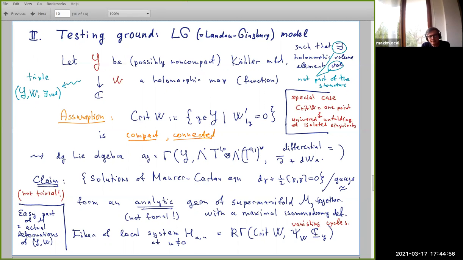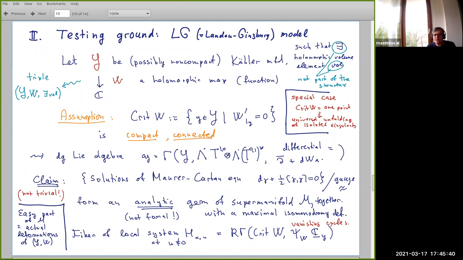Then the claim is I can make a quotient which will be an analytic germ, not a formal germ, of a supermanifold, and will carry a maximal isomonormal deformation in this sense. It's a pretty non-trivial statement. I have to write all the details. The fiber of the local system, when I make u equal to 0, will be R gamma of the critical locus with a sheaf of vanishing cycles of a constant local system. So you see that it automatically has an integral lattice because I can put integer coefficients. So it's a nice supermanifold.